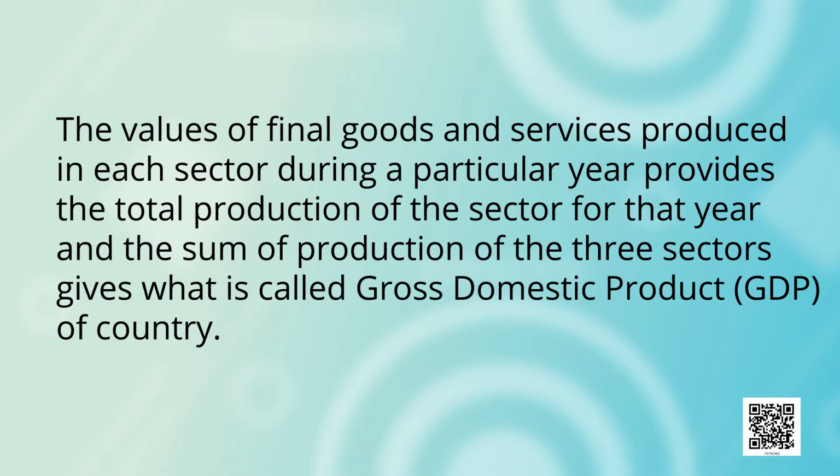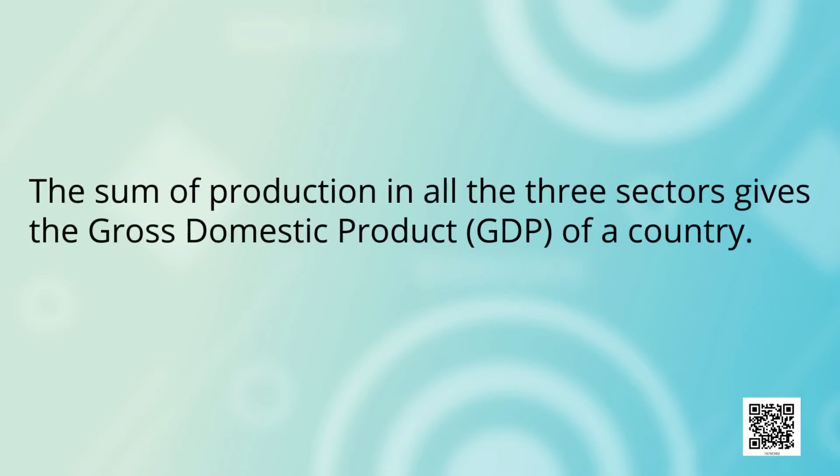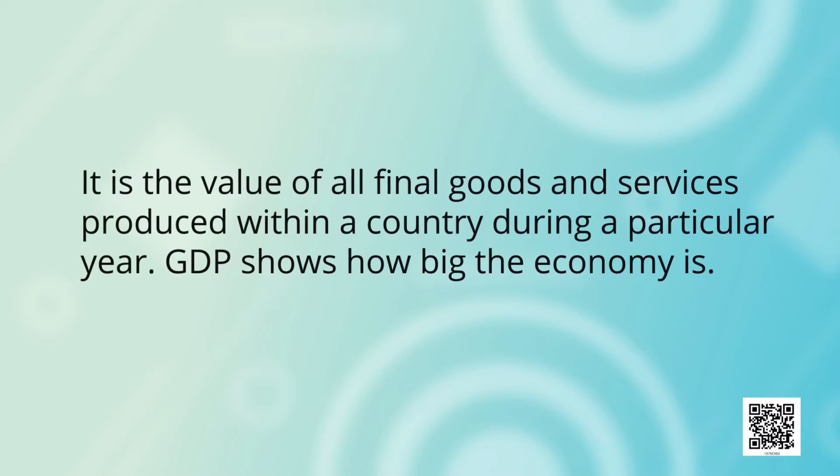And the sum of production of the three sectors gives what is called gross domestic product or GDP of the country. Now, dear children, this is a very important concept to understand. So, what is gross domestic product? The answer to this question is: the sum of production in all the three sectors gives gross domestic product of a country. It is the value of all final goods and services produced within a country during a particular year.